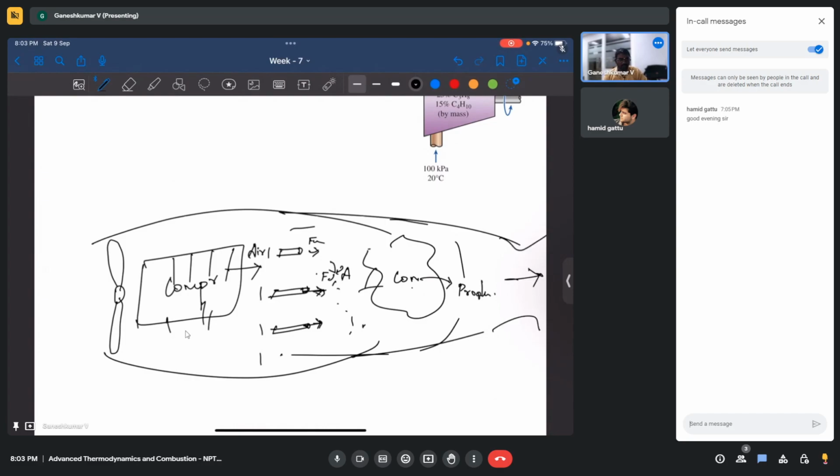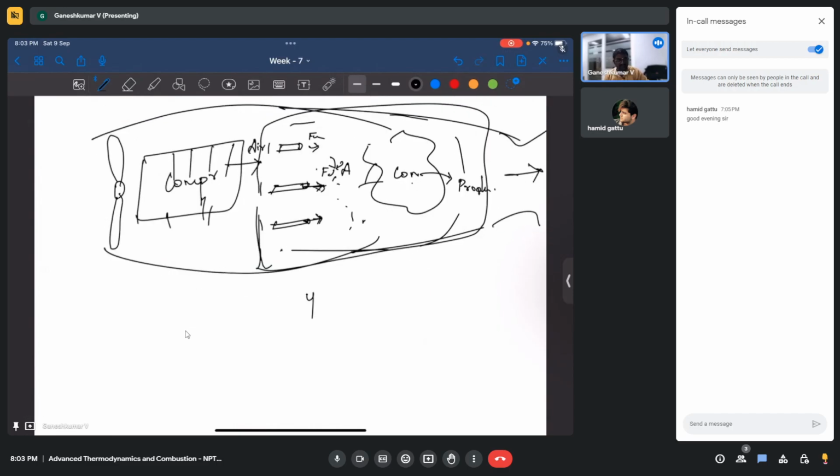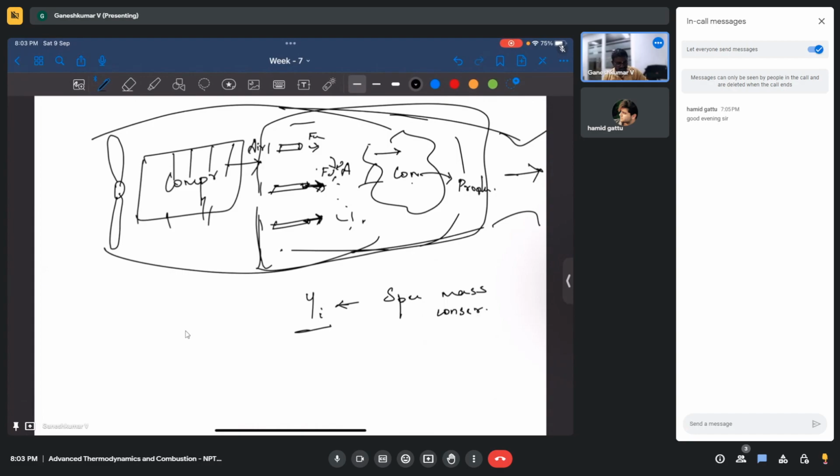So if you want to consider what is happening inside, then you shouldn't say that composition is uniform everywhere, fuel is everywhere, air is everywhere. That is not a proper way. At that time, what we use is mass fractions. So we solve for these mass fractions. Let's say we will have species mass conservation equations. Basically, we will consider how much mass is coming in, how much is leaving, and how much has reacted, how much is unreacted. For that, there is something called species mass conservation equations.